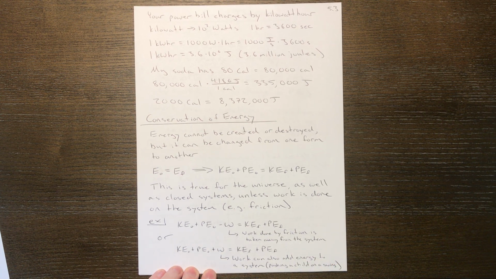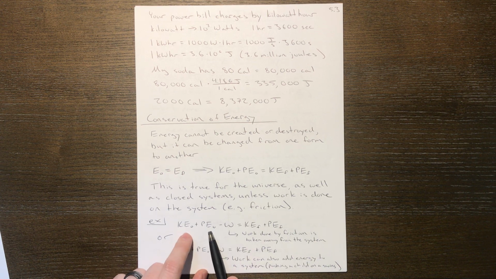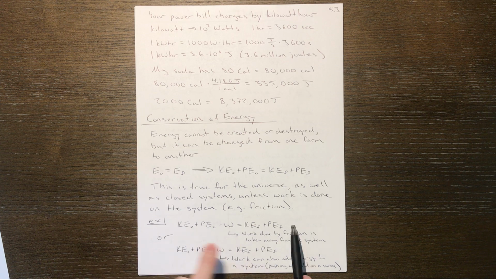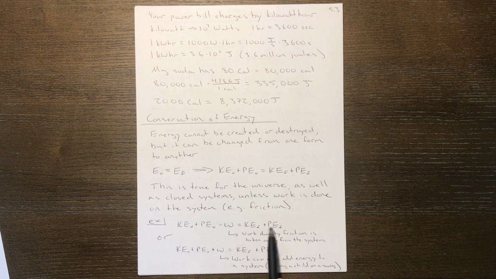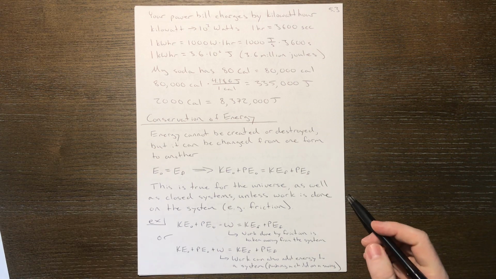But if we're taking energy out of the system, we have to subtract it out. If we know that there is work done by friction, it's taken away from the system. So we subtract a little bit of energy from what we started with. We started with this amount. We lost some to friction. This is what we're left with. And it could still be in different forms. We could still end a problem with kinetic or potential, or a combination of the two of those.